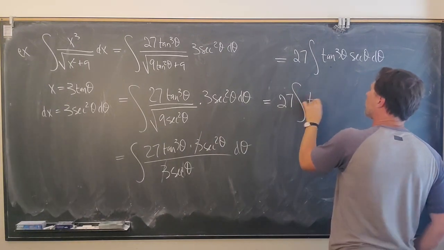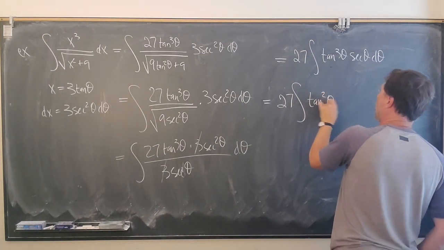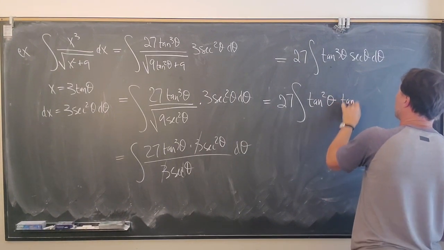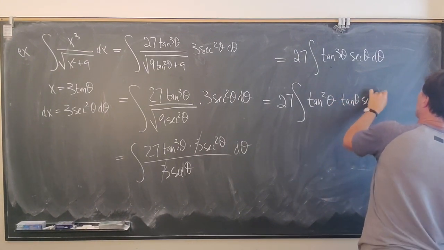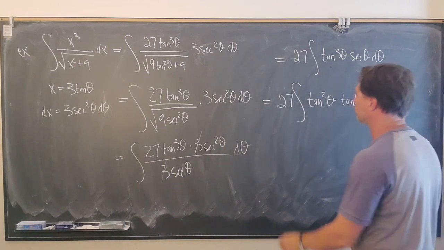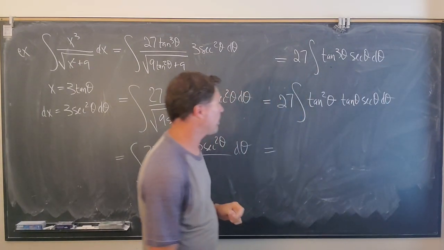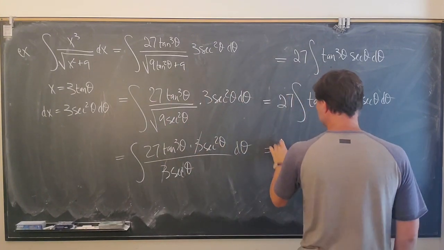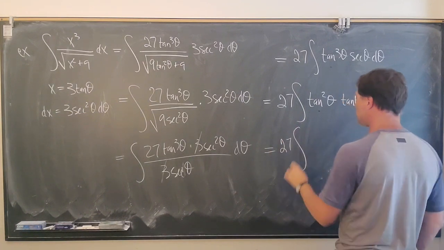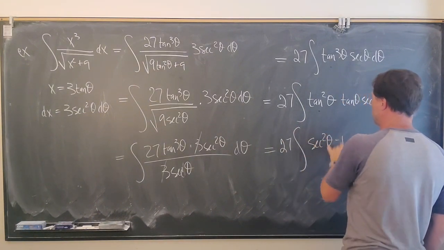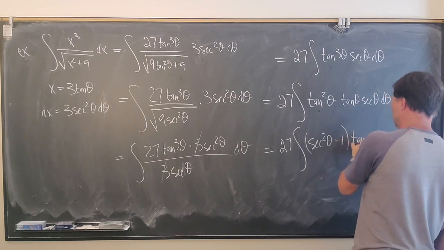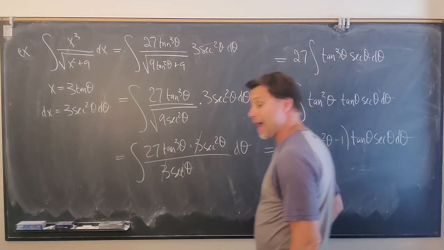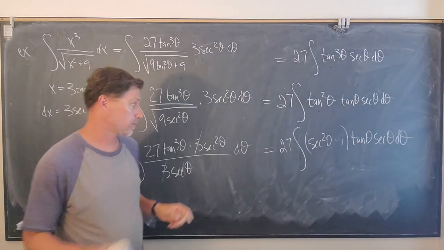Peel off a factor of tangent and secant. So we'll have a tangent squared, and then we'll have a tangent theta, secant theta, d theta. Next step, apply trig identity right here. We know that tangent squared theta is equal to a secant squared theta minus 1. Like that. And now we're set up to do u substitution.